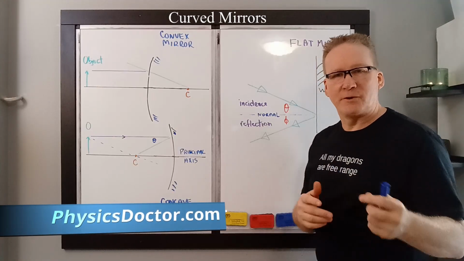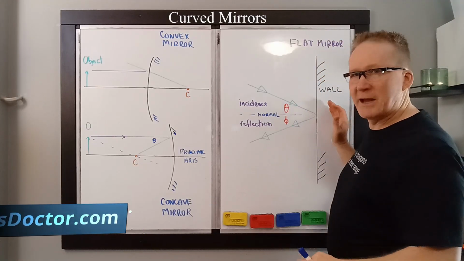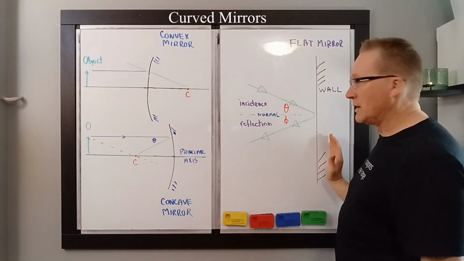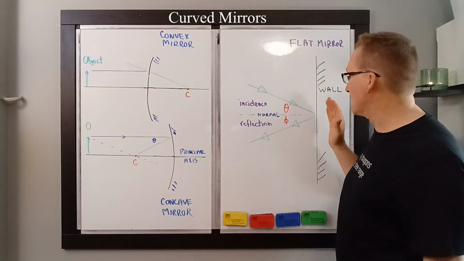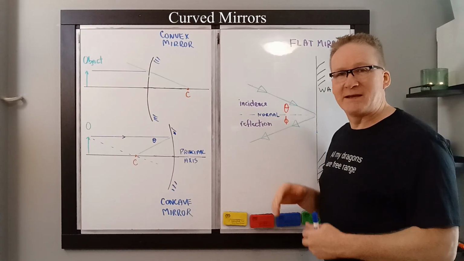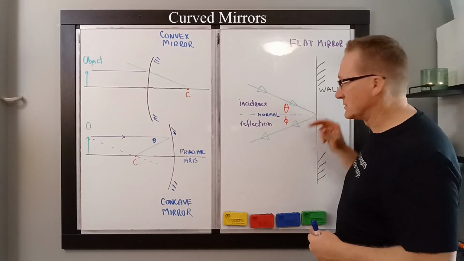So without any further ado, let's get started on this. So here we have a flat mirror. This mirror, this would be the wall. The checkered area here is the wall. Nothing really happens on this side of the wall. So here's a mirror, and this is the normal to the mirror. Normal is the perpendicular. It's 90 degrees to the wall.